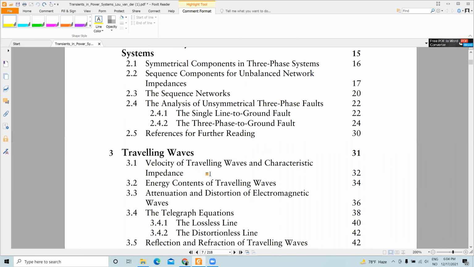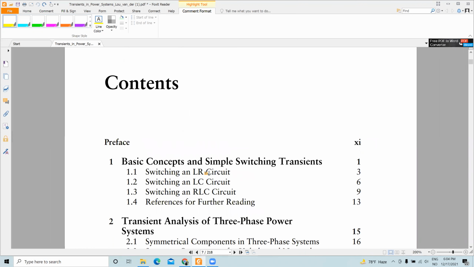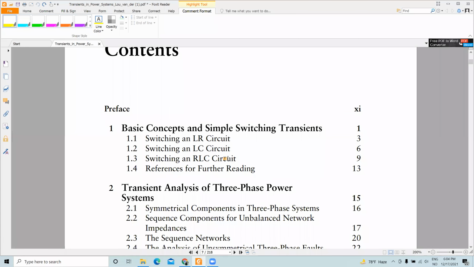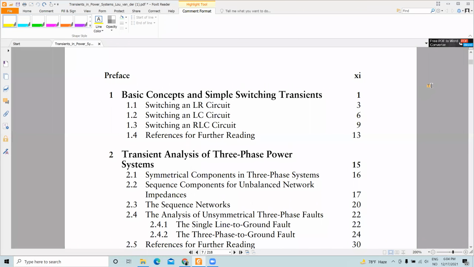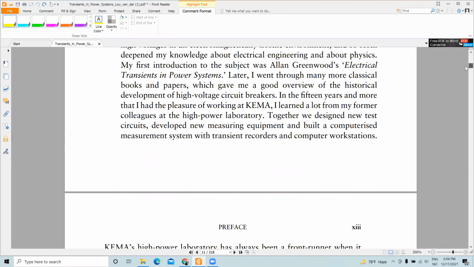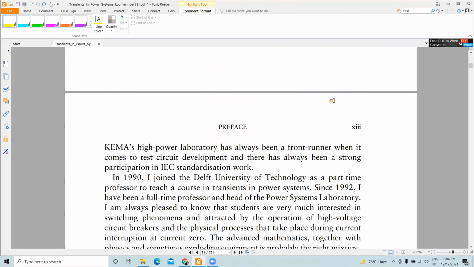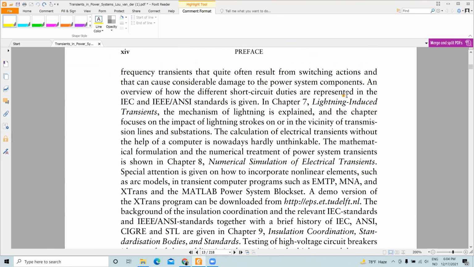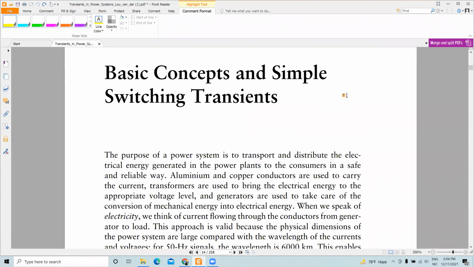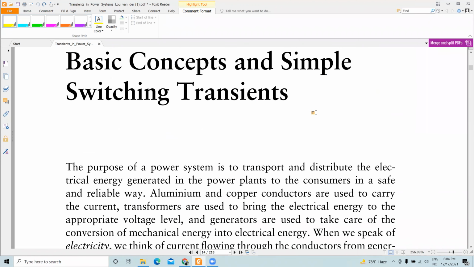Okay, so let's start with chapter 1, the basic concepts and simple switching transients. If you have any question, feel free to ask me at any time during the lecture. Okay. So basically we'll try to see today about the RL circuit switching, LC circuit switching, and RLC circuit switching.